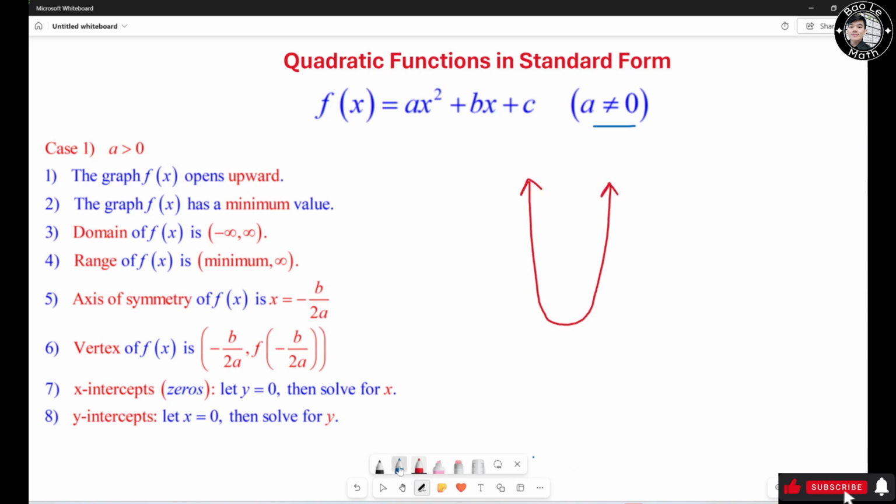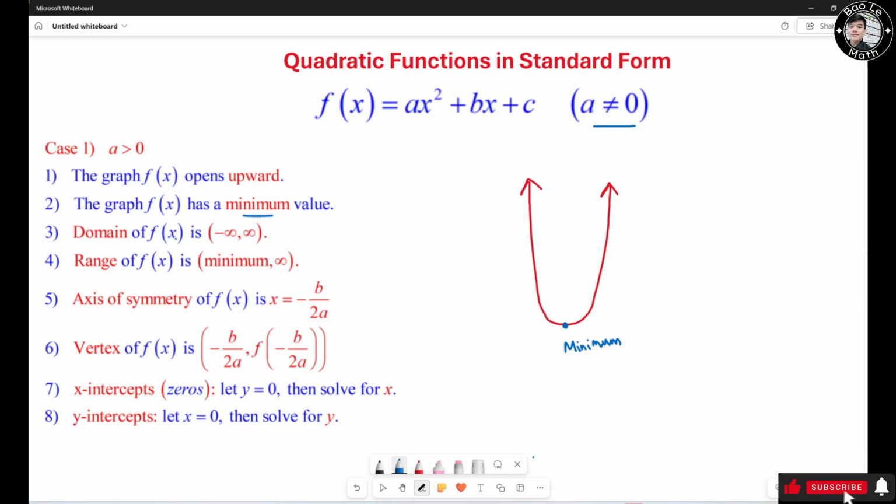Alright. The graph of the function has a minimum value, so this is the minimum. The minimum value is the smallest value of the function, right?